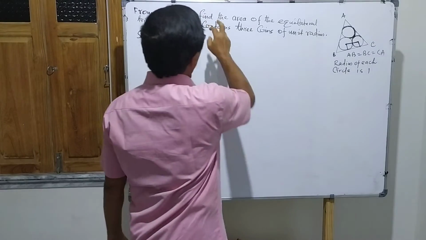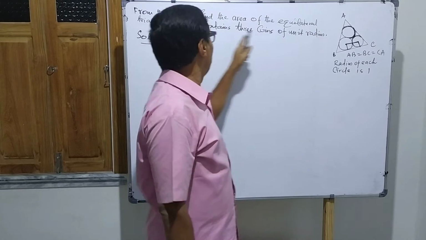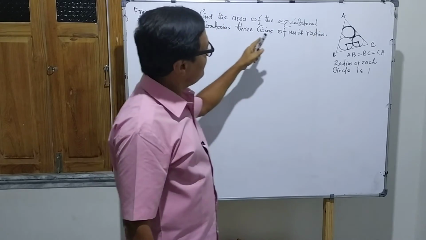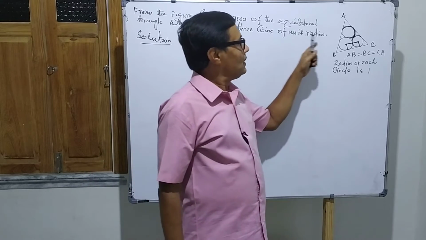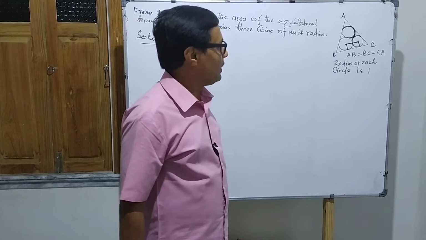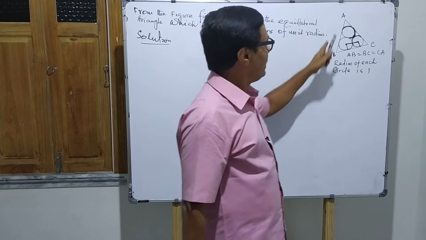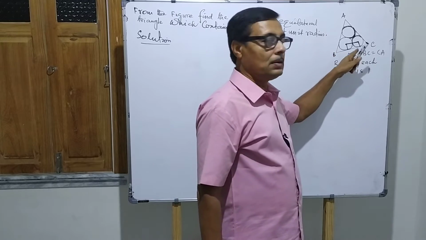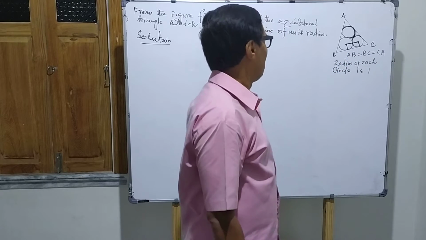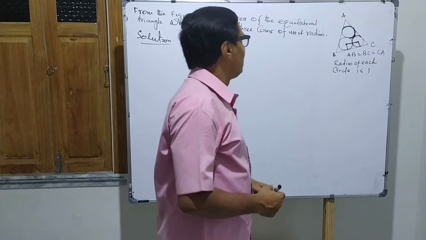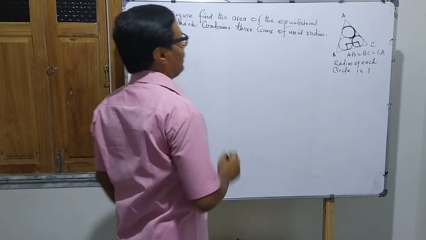Problem from the figure: we have to find the area of the equilateral triangle which contains 3 coins of unit radius. Coins are circular shaped and the radius of each coin is 1, that is, the coins are of unit radius, and this triangle is an equilateral triangle because AB equals BC equals CA. This is the problem. Now we can start the solution.